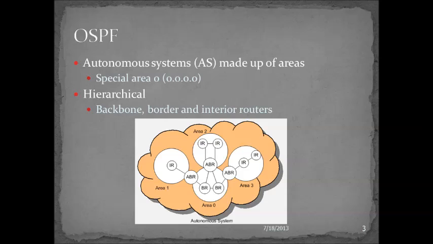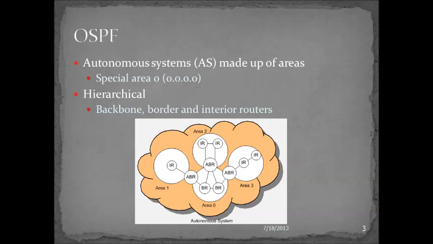OSPF topologies are made up of areas. So you collect a bunch of routers together that you want to work together, and you organize them into an area. This makes OSPF hierarchical, which means that there are some routers that only understand their area, and there are some routers that understand more than one area, and those are called area border routers.